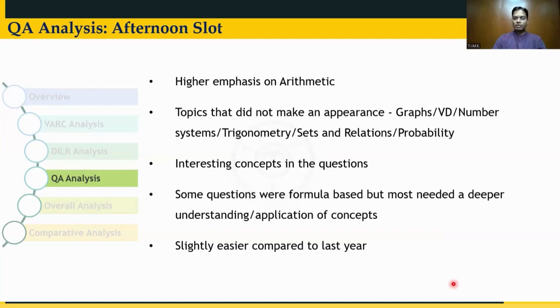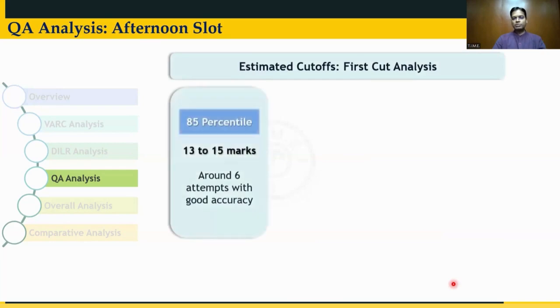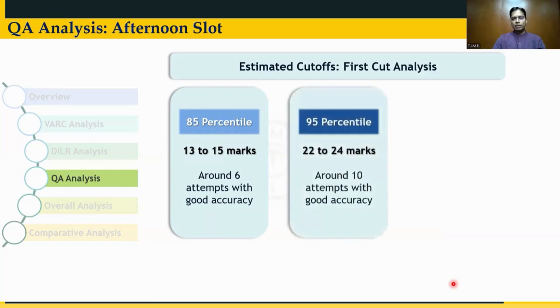So it should have been a very prompt and alert approach you should have had to your strategy. The cutoffs for this paper, we estimate to be around 85 percentile at 13 to 15 marks. That's just about 6 questions with good accuracy. Then 95 percentile, as I said, is needed for looking into the good IIMs and top B schools.